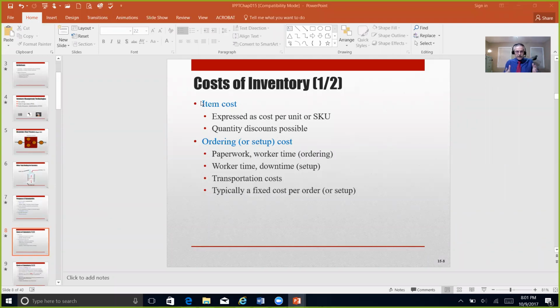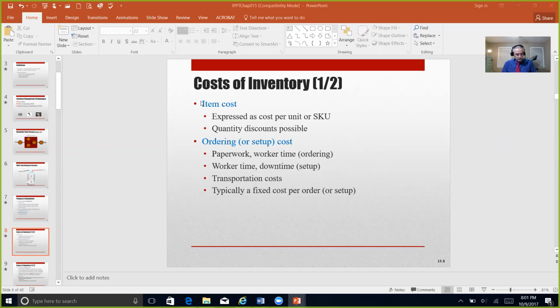So when we talk about the item cost, you're talking about the inventory cost, and that is how much it costs to produce the individual inventory items, and that is typically expressed as a cost per unit or stock keeping unit, SKU. And when you're doing that, can you reduce that item cost by multiplying the quantities that are going to be procured or produced? In other words, economies of scale.